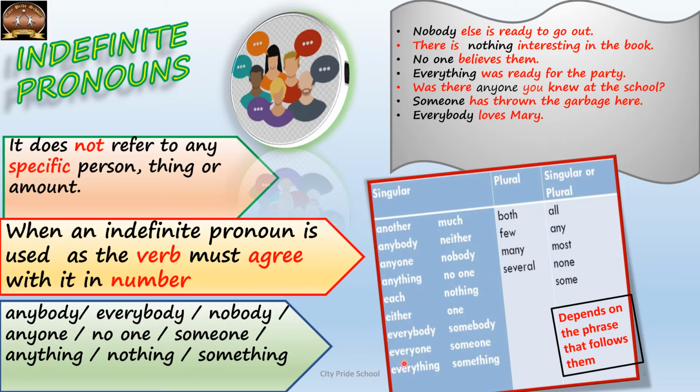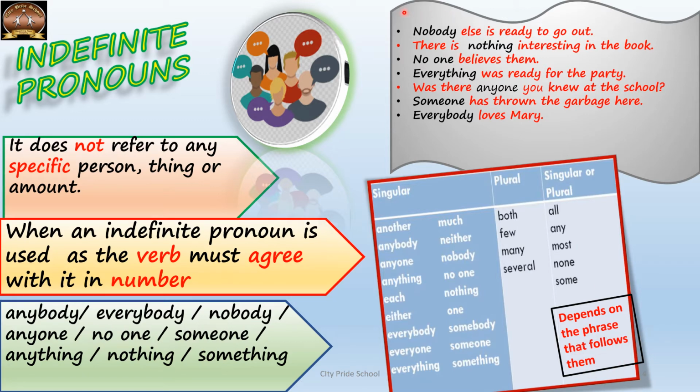Now see this table again. This table has all the singular indefinite pronouns. That means these indefinite pronouns always will take a singular verb. These, both, few, many, several, will always take a plural verb. And these, all, any, most, none and some, may take a singular or a plural verb depending on the phrase that follows them. Okay.